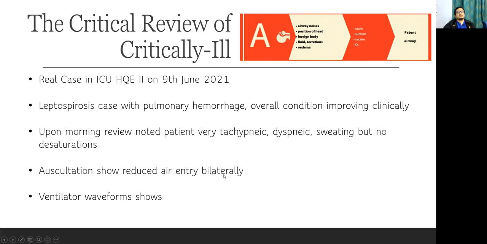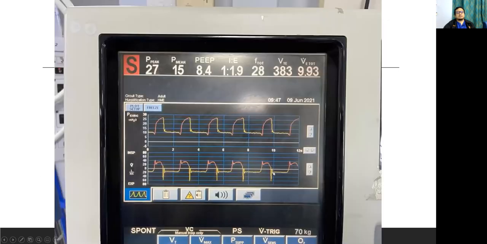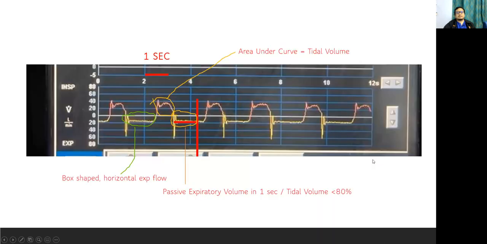Auscultation showed reduced air entry bilaterally, and the ventilator waveform shows, yes, you are right, the upper airway obstruction, and the expiratory flow waveform is flat and horizontal. So as you can see, you have to estimate how much is 1 second, and then you draw the same line at 1 second here, and then you see the passive expiratory volume is smaller than the inspiratory volume. It's less than 80%. But more importantly, the graph is very flat. It's horizontal, representing upper airway obstruction.